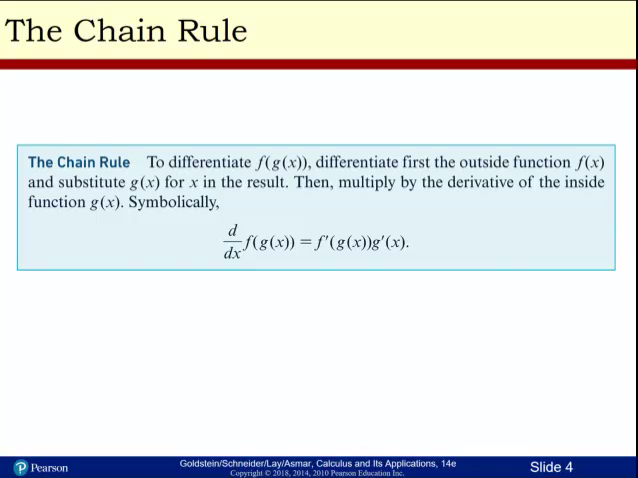The chain rule. This is it. I mean, this is a powerful rule, really fun rule. To differentiate f of g of x, differentiate first the outside function f of x and substitute g of x for x in the result. Then multiply by the derivative of the inside function. So we're going to look at this as inside and outside functions.